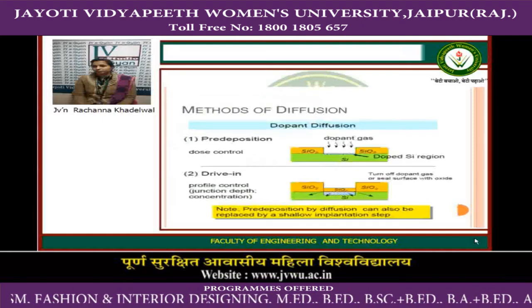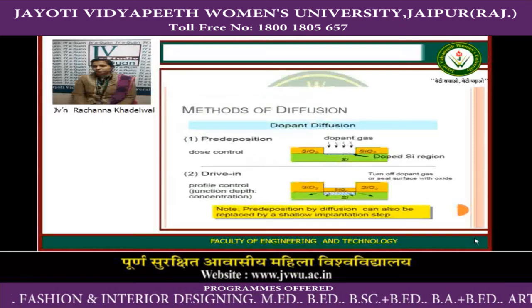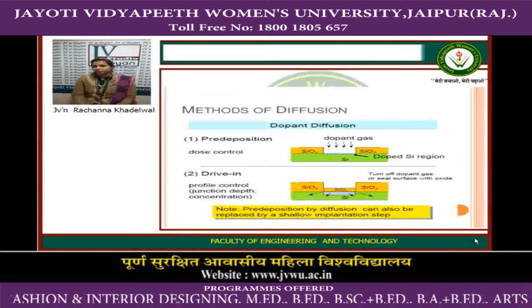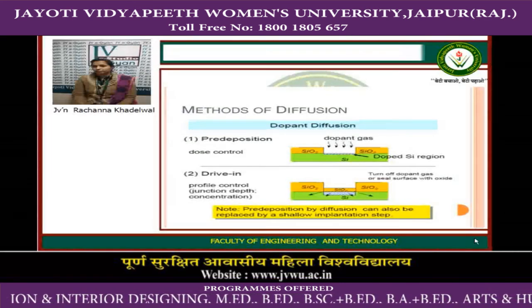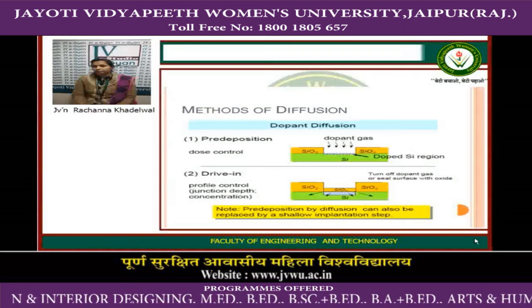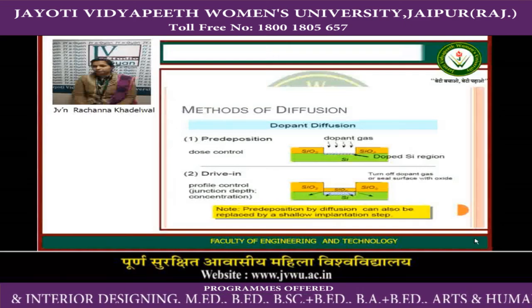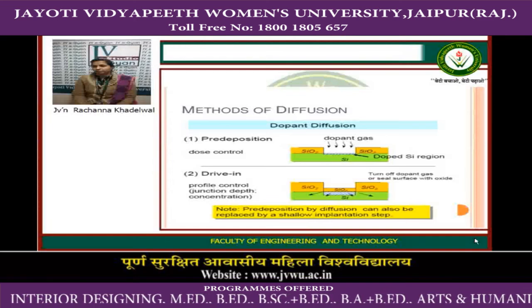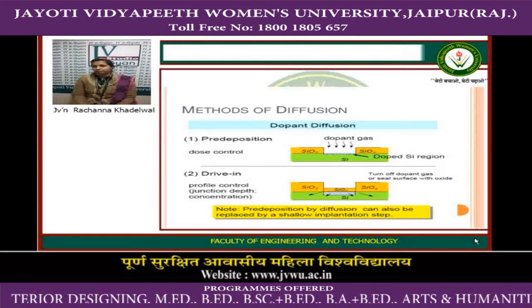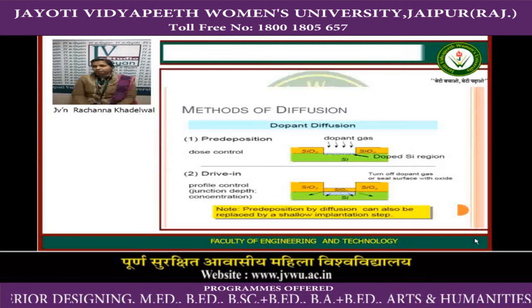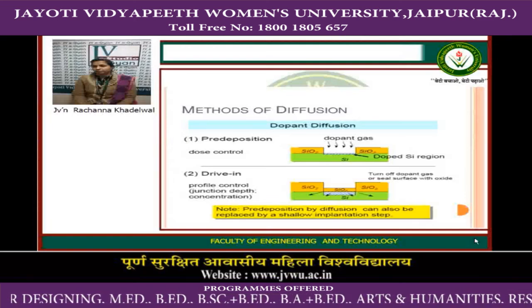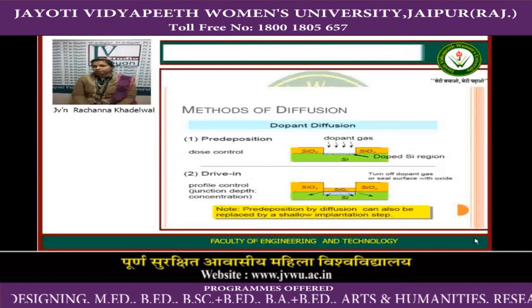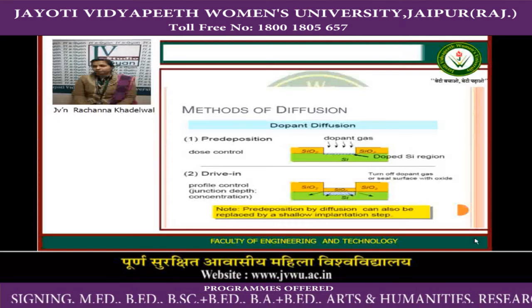Now methods of diffusion. Dopant diffusion: pre-deposition as well as drive-in. In the pre-deposition, the controlled dopant gas is the element used in the silicon as well as the oxide region. Silicon Si is denoted by the doped Si region. SiO2 is the silicon oxide region. Drive-in: profile control, junction depth, concentration.